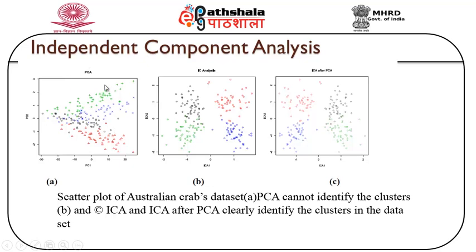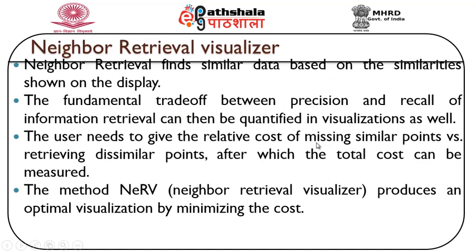In A, applying PCA cannot identify the clusters. In B, we apply the ICA, and in C, we apply the ICA after the PCA, which clearly identifies the clusters in the dataset. The final visualization is a neighbor retrieval visualizer, which also helps in reducing the dimension. The neighbor retrieval finds similar data based on similarities shown on the display. So the fundamental trade-off between the precision and recall of information retrieval can then be quantified in visualizations as such.